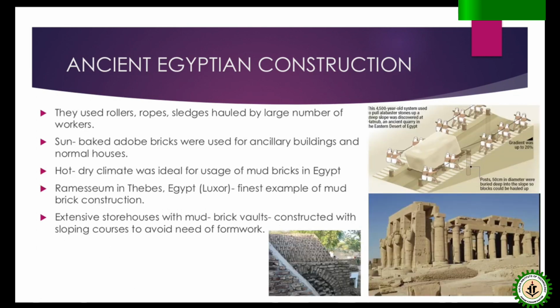Ancient Egyptian construction: they used rulers, ropes, sledges and so on. You can see how they are moving this big stone structure. They constructed a ramp and rolled it over. It's put on a sledge. Then sun-baked adobe bricks were used. They had a hot, dry climate. Egypt is very hot and dry, so mud bricks were ideal for the construction.